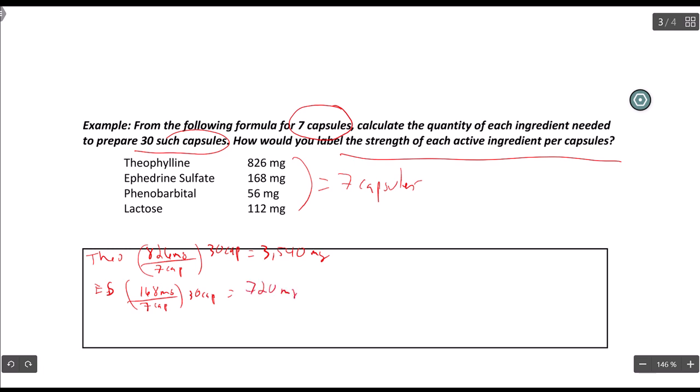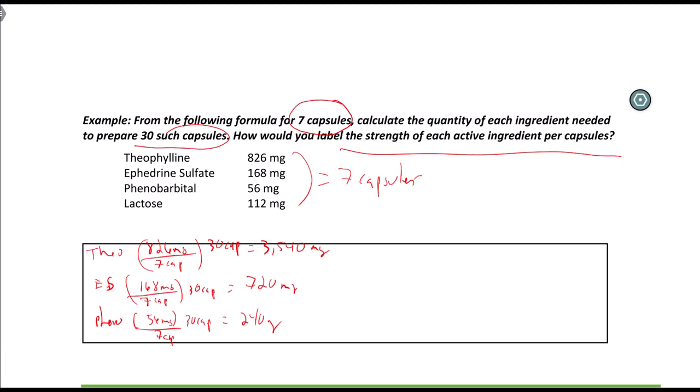And we have the phenobarb. The phenobarb says we need 56 milligrams every time we want to make 7 capsules. We are going to make 30 capsules. How much do we need? We need about 240 milligrams. And the last ingredient is lactose. This is the diluent or filler. If we want to make these capsules, we mix 112 milligrams per 7 caps times 30 caps, and that's going to give 480 milligrams.